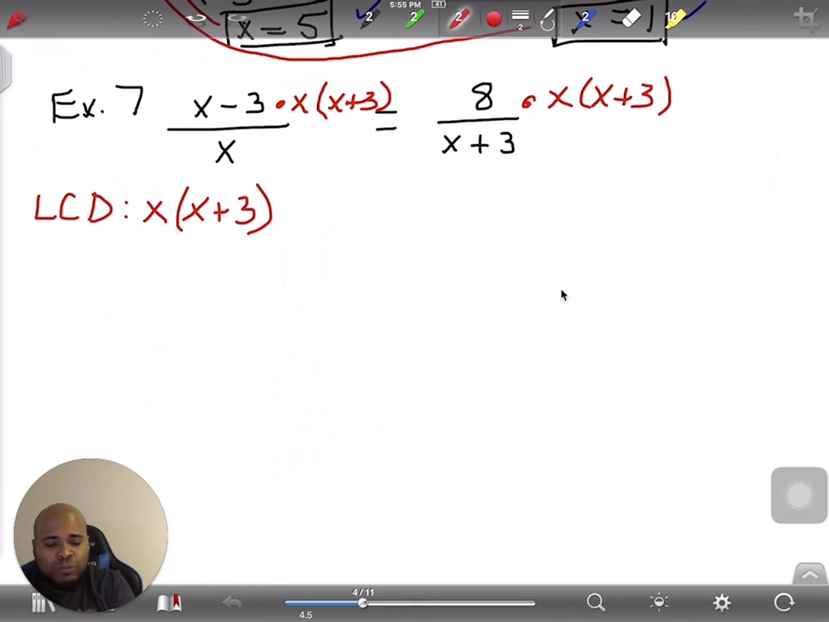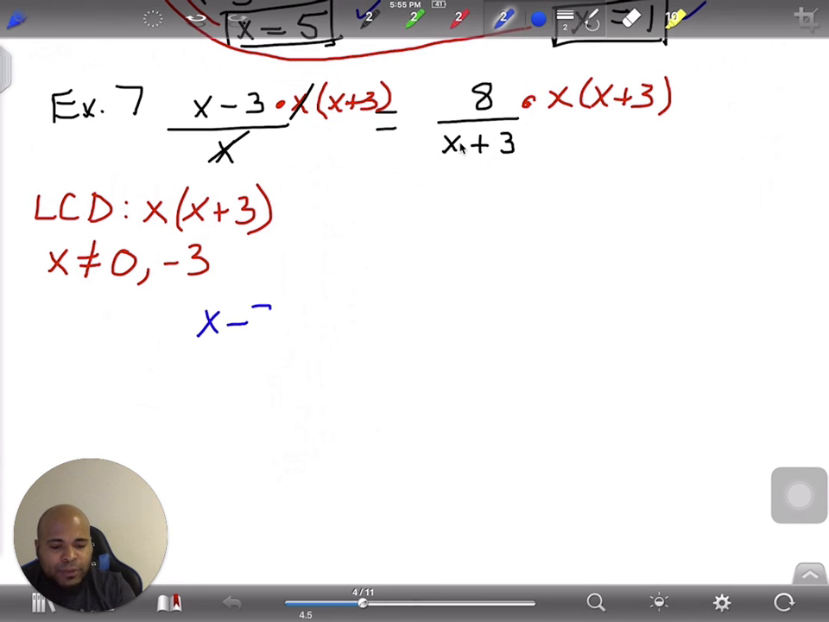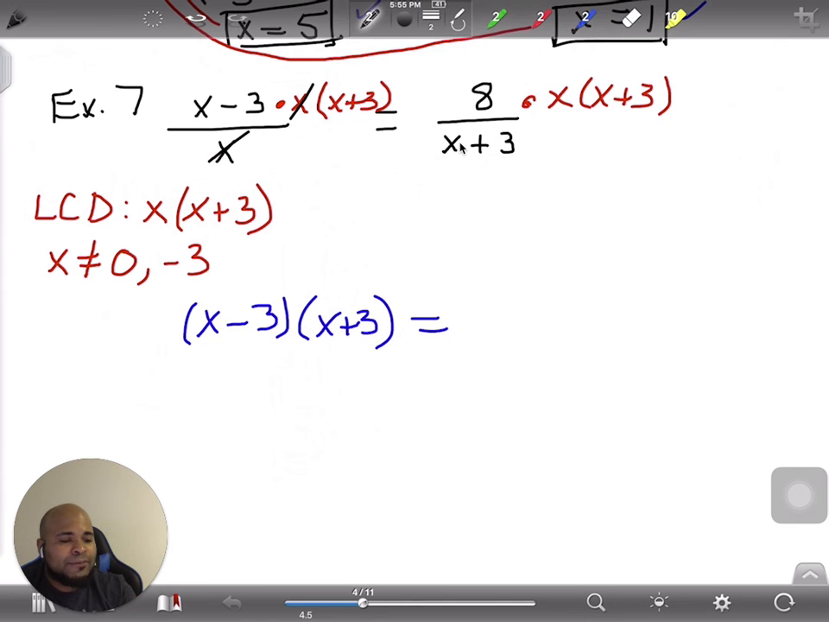I'm going to do my exclusions before I simplify. I have to make sure that x does not equal. So from the first fraction, x cannot equal 0. And from the second fraction, x cannot equal negative 3. Okay, x cannot equal negative 3. So now I'm going to simplify. X cancels with x, and I'm left over here in the top with x minus 3, which is my numerator, times x plus 3. And that equals, now on the second fraction, x plus 3 cancels with x plus 3, and I just get a times x, which is 8x.